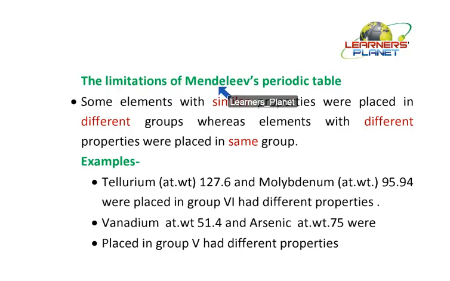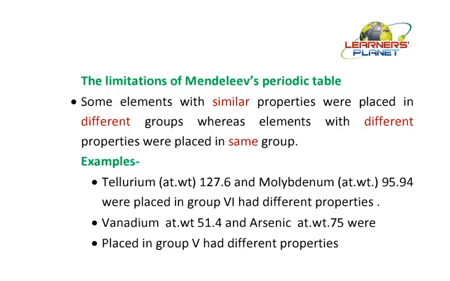What were the limitations of Mendeleev's periodic table? Some elements with similar properties were placed in different groups, whereas elements with different properties were placed in the same group. For example, tellurium, whose atomic weight is 127.6, was placed with molybdenum, with atomic weight 95.94, in group 6. They had different properties.